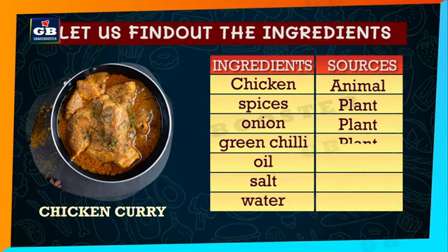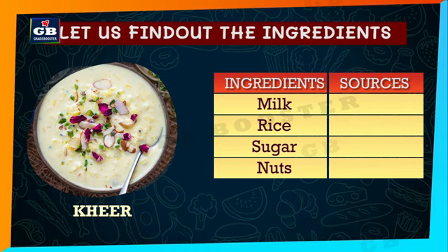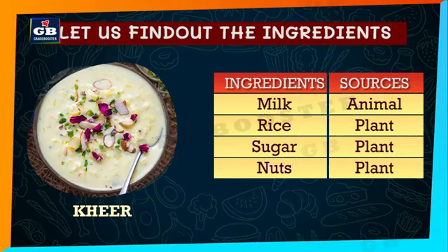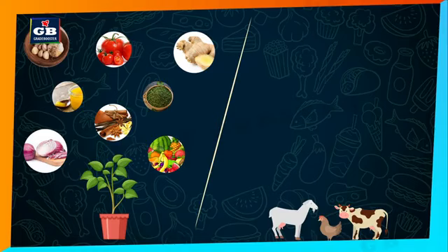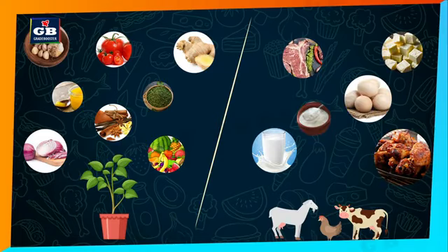Now let us see one more food item. Kheer. Let us see the ingredients of kheer. Milk, rice, sugar, nuts. Milk is sourced from animal. Rice is sourced from plant. Sugar is obtained from plant. Nuts are also obtained from plant. So, here we have seen that ingredients used to prepare food items are sourced from either plants or from animals.